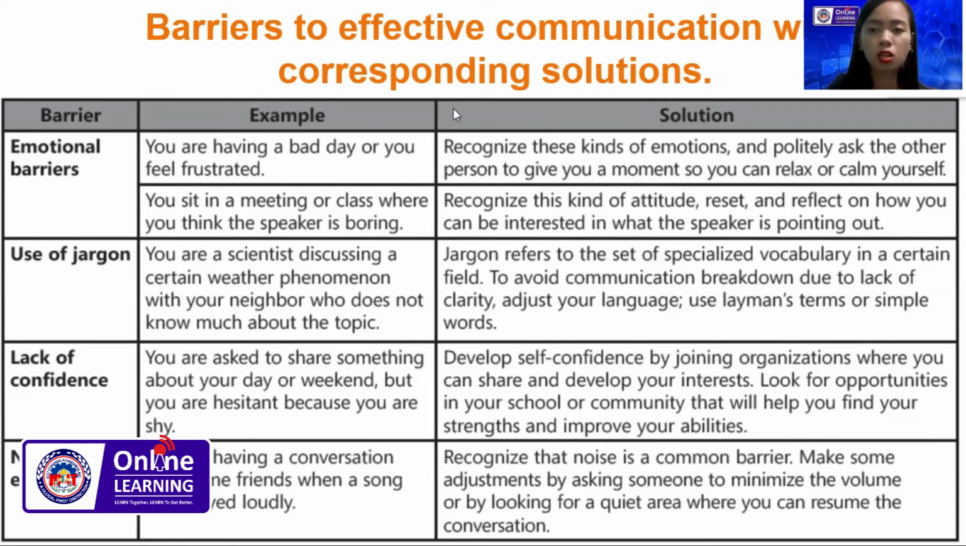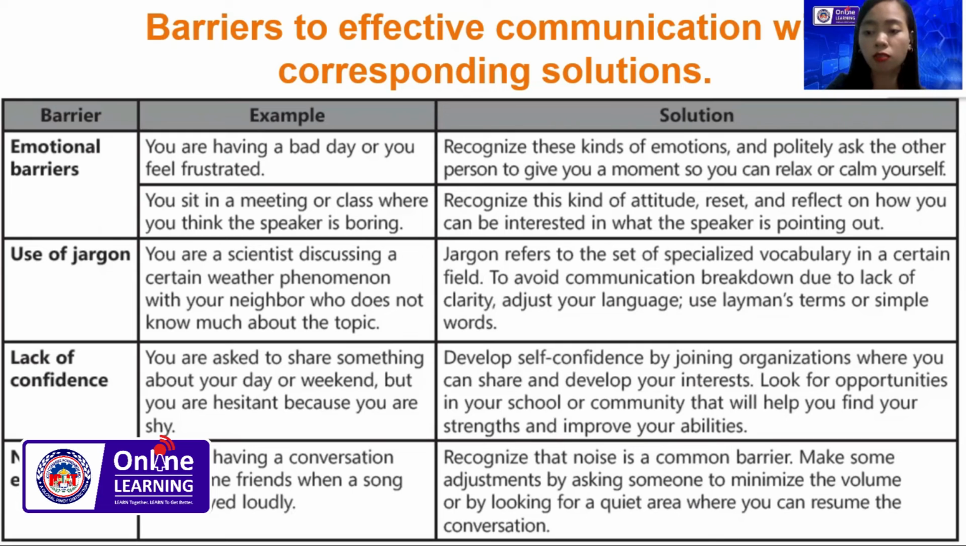How about use of jargon? So when it comes to use of jargon, an example here is you are a scientist discussing a certain weather phenomenon with your neighbor who does not know much about the topic. So what's the solution that we can provide here in this kind of barrier? So let's know first, by the way, what jargon is. So jargon refers to the set of specialized vocabulary in a certain field. So again, for you to avoid this kind of miscommunication, okay, you have to make sure that you're going to use the layman's term, okay? Or only the simple words. Again, for you to communicate with them effectively.